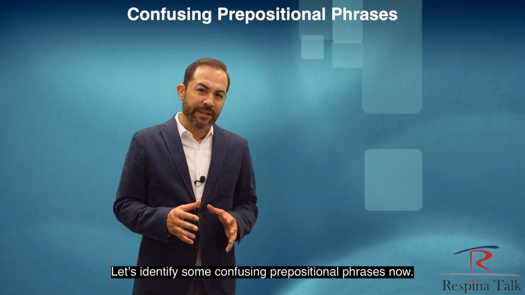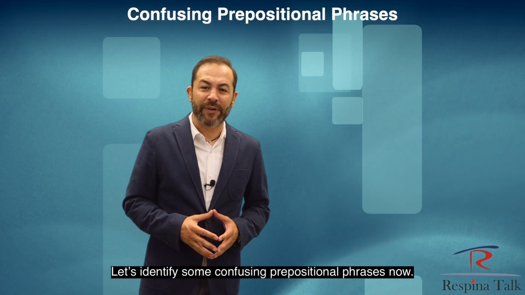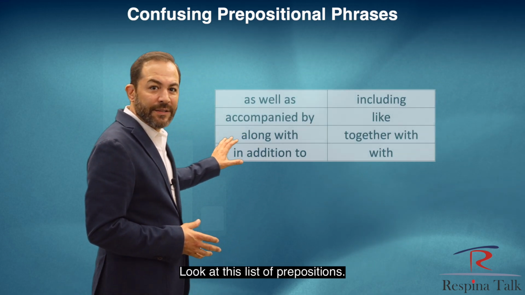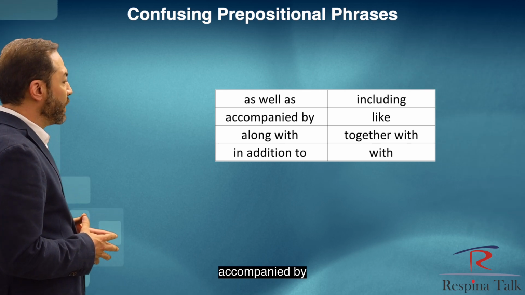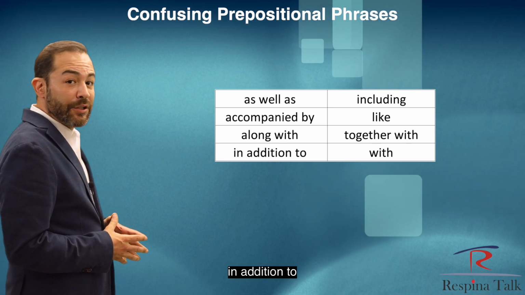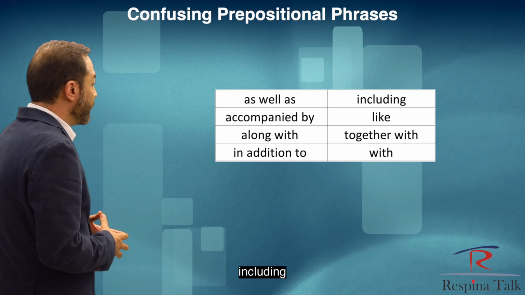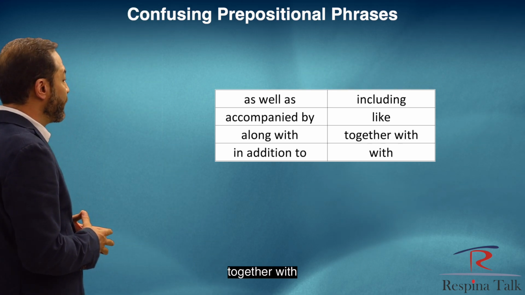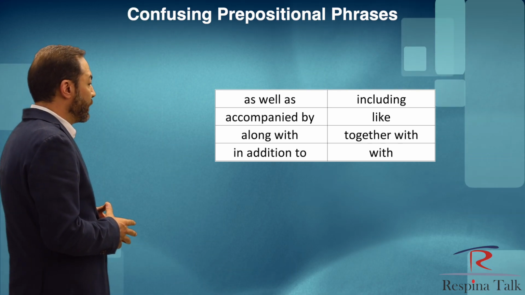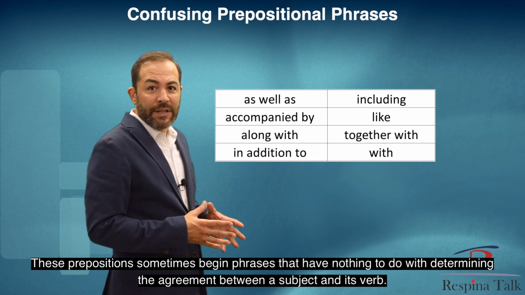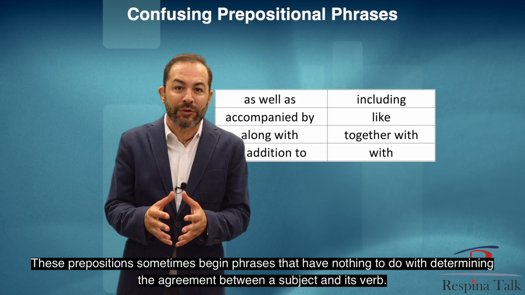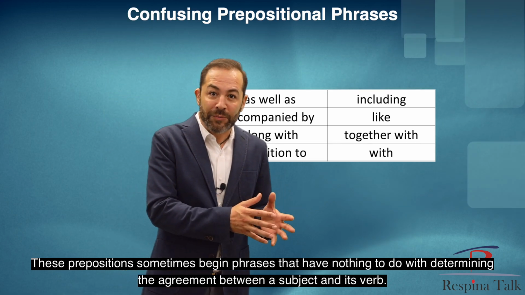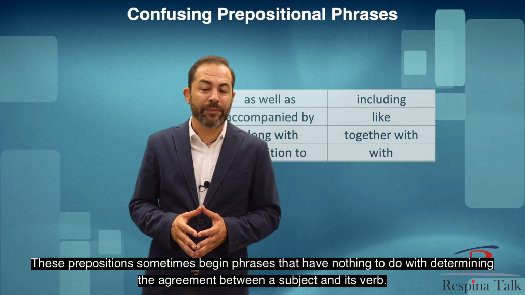Let's identify some confusing prepositional phrases now. Look at this list of prepositions. As well as, accompanied by, along with, in addition to, including, like, together with, and with. These prepositions sometimes begin phrases that have nothing to do with determining the agreement between a subject and its verb.